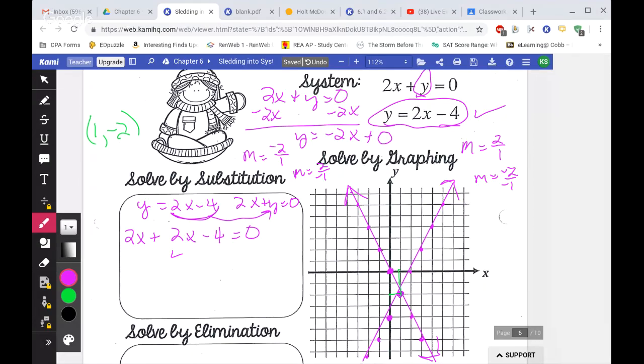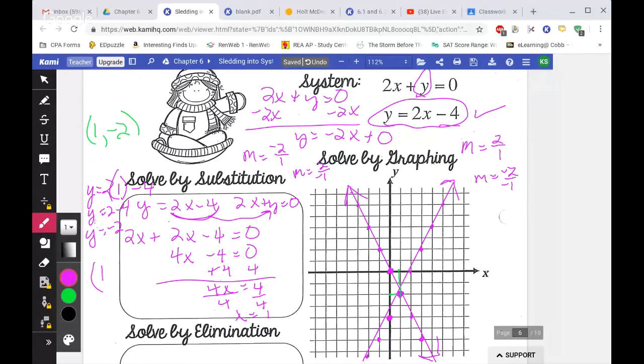So 2x plus 2x is 4x. Add 4 to both sides. So I have 4x equals 4. Divide both sides by 4, and x equals 1. And now I'll substitute that 1 in for the x. So y equals 2 times 1 minus 4. Y equals 2 minus 4. Y equals negative 2. So the answer is 1, negative 2.